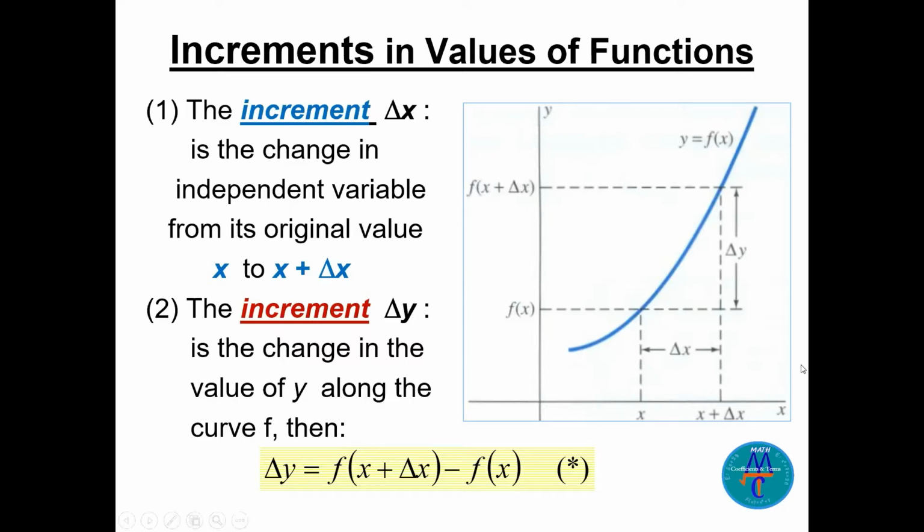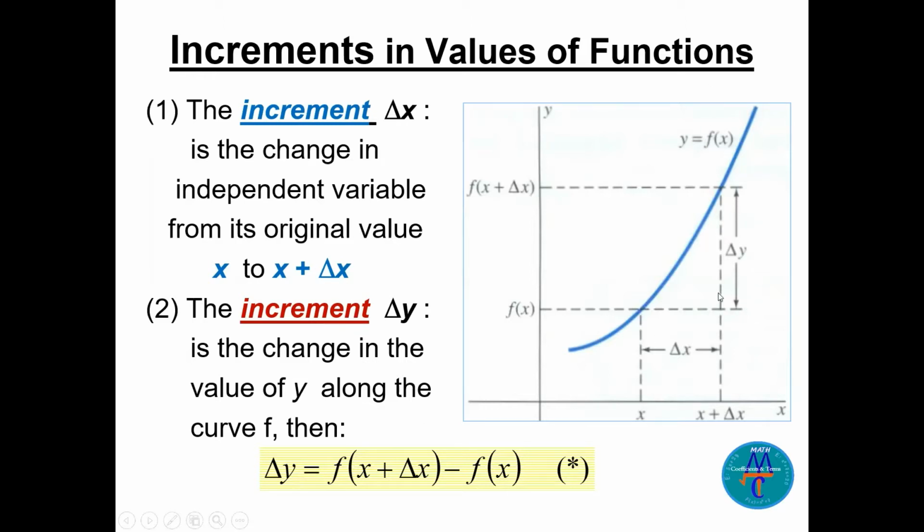So if we have the point here, the value x, this point on the curve, it will be f of x. So we replace x in the function. This is the graph of the function. Now, if we have the other point, x plus delta x, if we replace it in the function, we get f of x plus delta x. Okay, now the increment delta y is the change in the value of y along the curve. So from this point, which is x, f of x, to this point, the y change here is delta y.